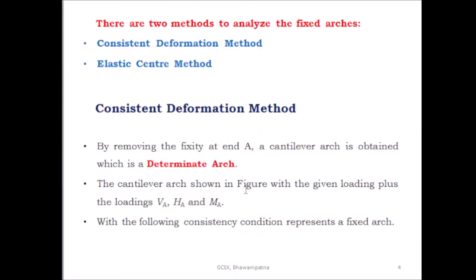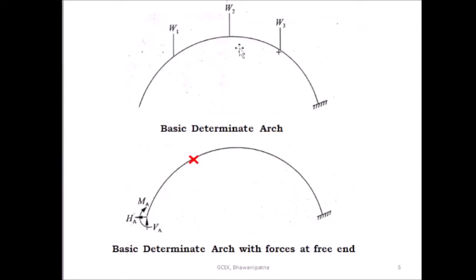The cantilever arch is shown in the figure with the given loading plus the reactions VA, HA and MA. Here you see this is the determinate arch, this is the given loading, and here this is the vertical reaction at A, horizontal reaction at A and moment at A. These are the three reactive forces at the support A, and this is the external loading. This is the basic determinate arch with the forces at the free end, and this is the basic determinate arch with the given loading.